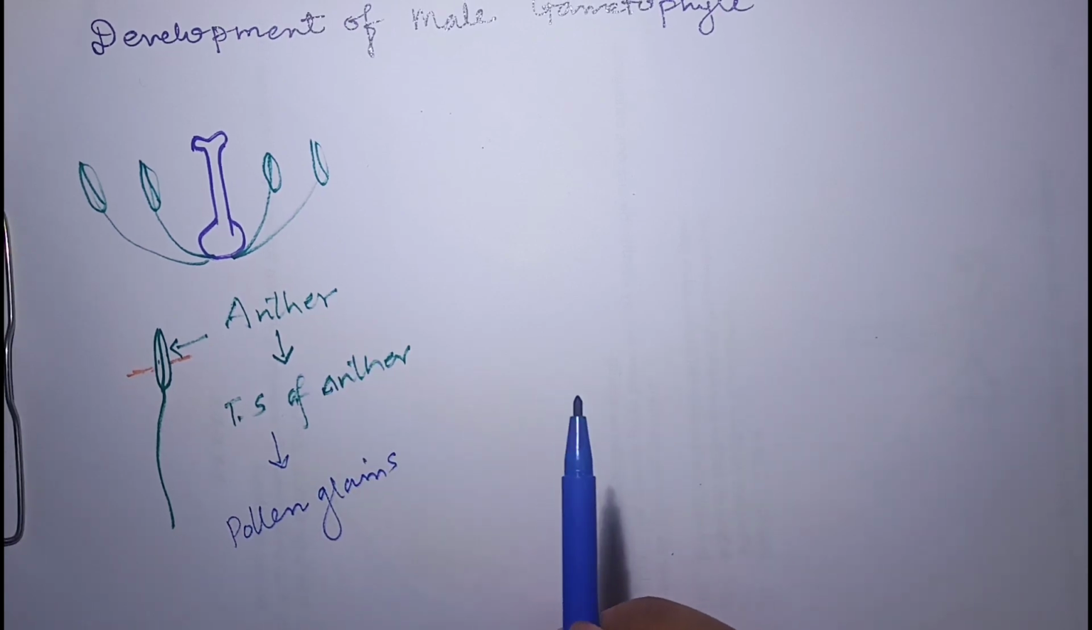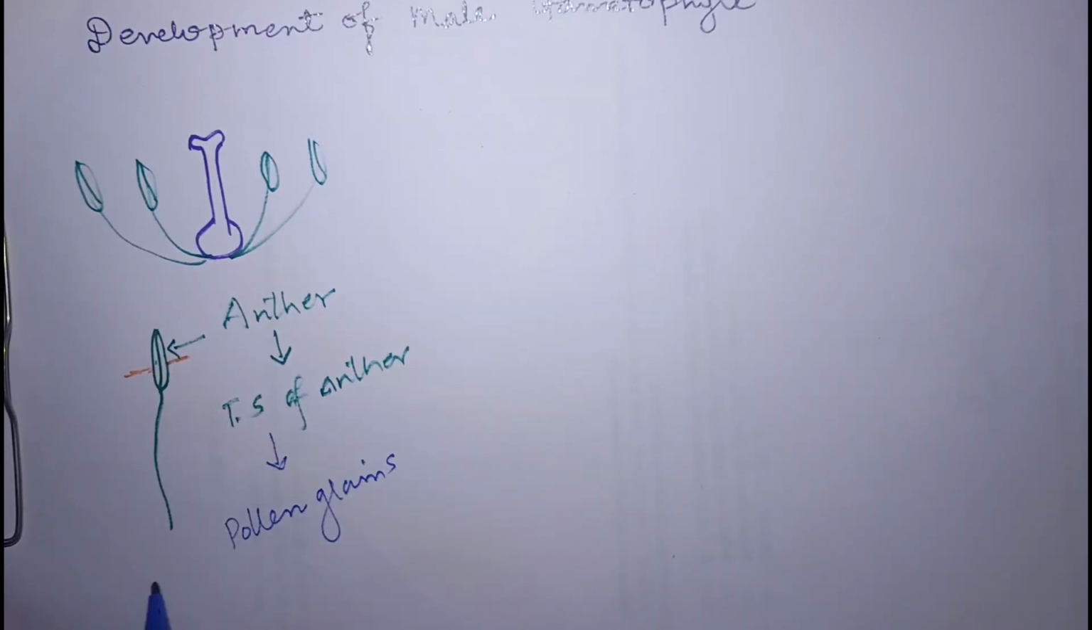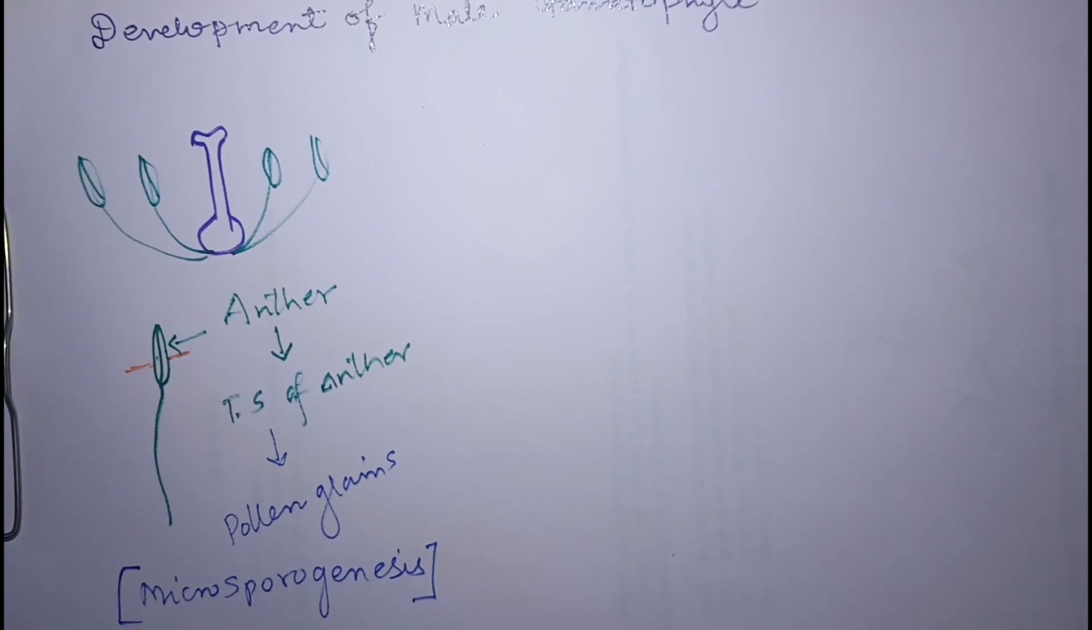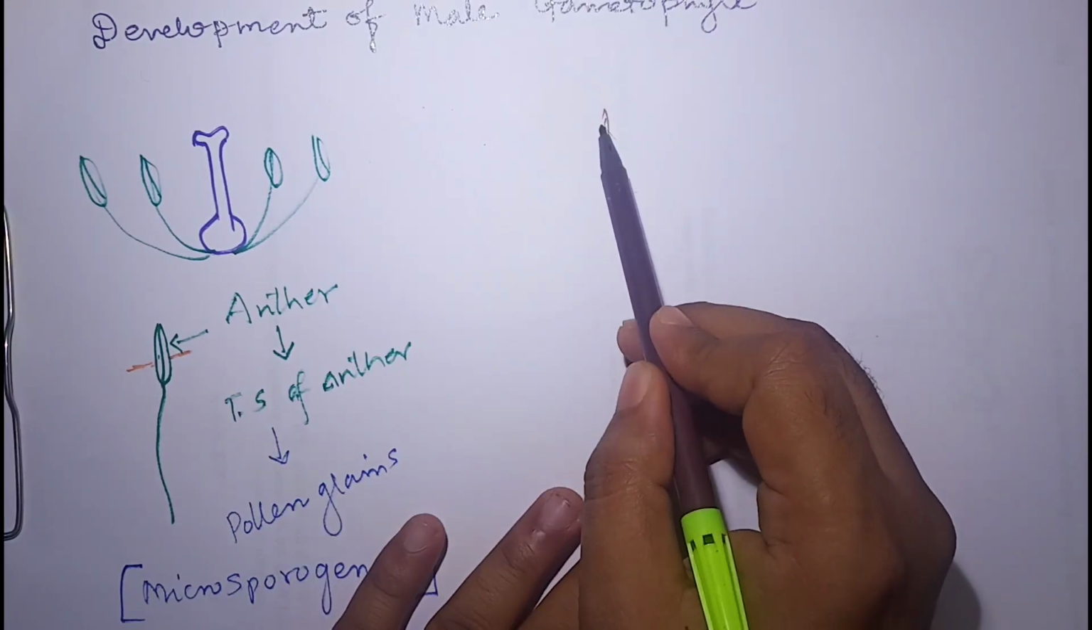When we are studying development of pollen grain, we call it microsporogenesis. Here students may get confused, like microspore, megaspore, anther. So I'll give you some homologies that you should remember. It will help you during your examination as well as when you are studying. Okay, homologies.